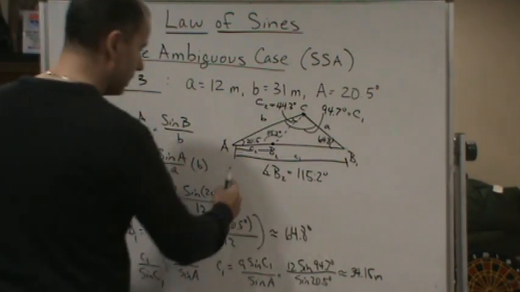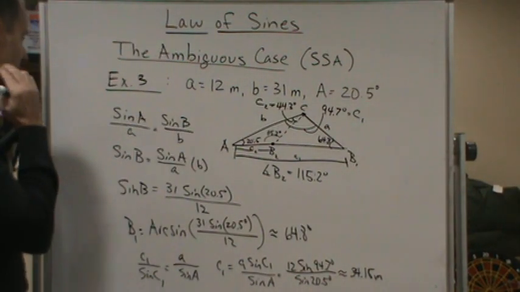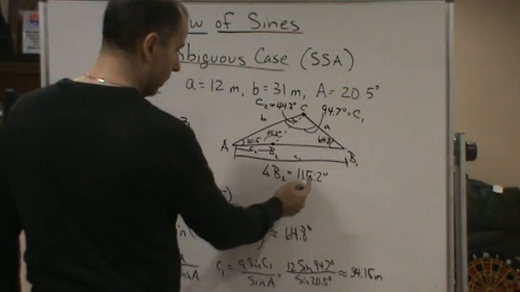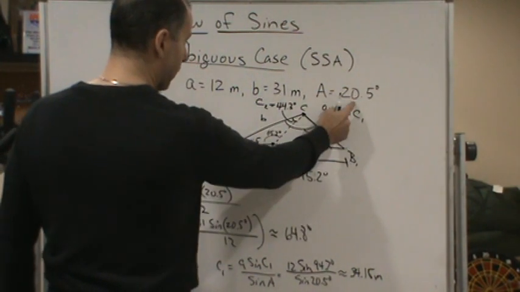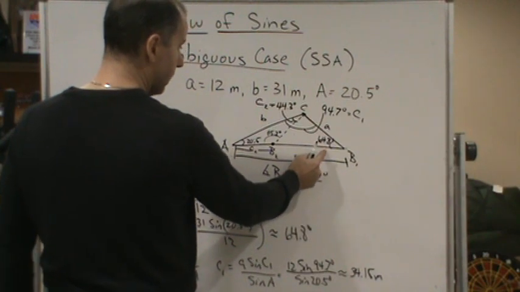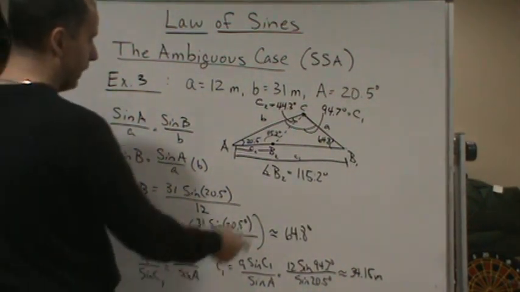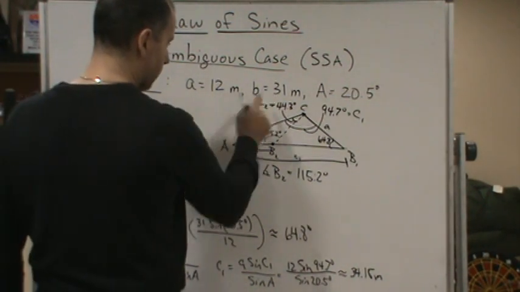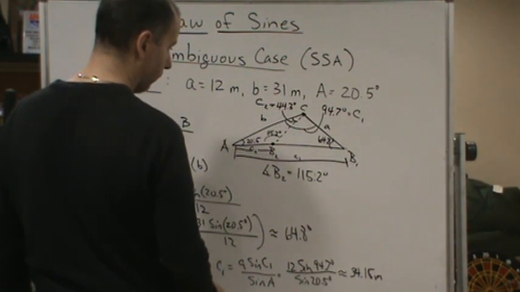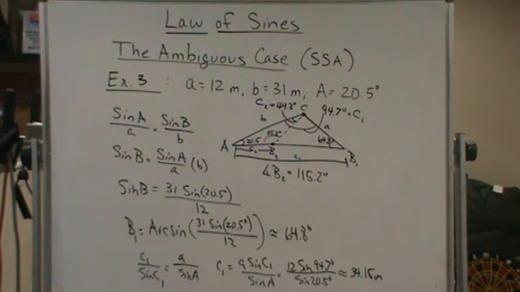We've got C1, A, B, and we've got all the angles for that one, right? For the first triangle, we've got A is 20.5, B1 is 64.8, C1 is 94.7 degrees, right? And then we got A is 12 meters, B is 31 meters, and then C1 is 34.15 meters approximately. Okay. Now there's the first triangle.